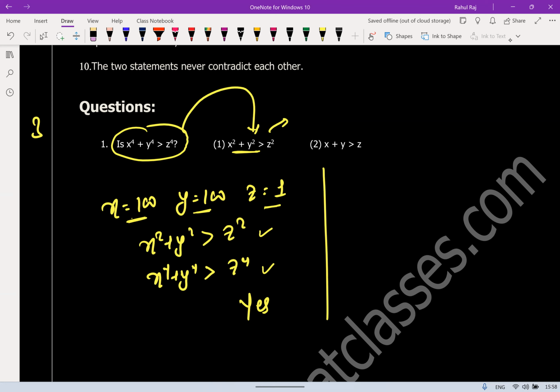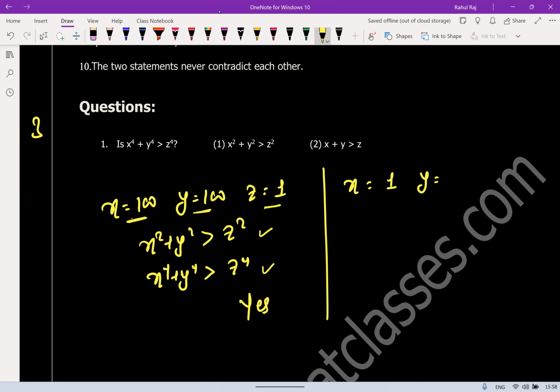We can take x is equal to 1 and y is equal to 1, and we can take z is equal to 2. So x is equal to 1, y is equal to 1 and z is equal to 2, right? But do you think for these values, statement number one suffices? No. Or are you taking a correct value, Chaitanya?